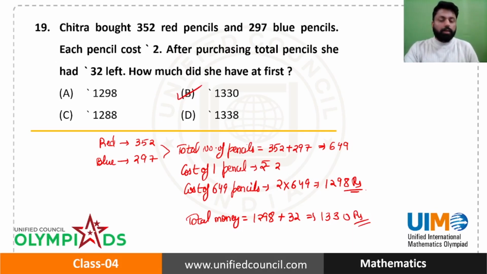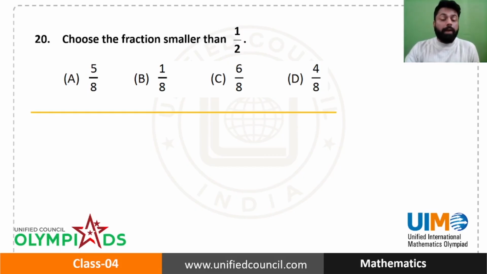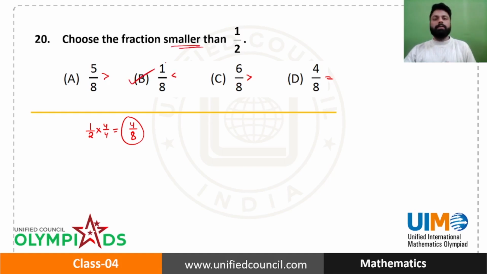Next one. Choose a fraction that is smaller than 1 upon 2. So first of all, 1 upon 2 can be multiplied by 4 and 4. So this is 4 upon 8. Now 6 upon 8 is greater, 1 upon 8 is smaller, 5 upon 8 is greater. We need to find out the smaller one. So B option is the correct answer. This is smaller than this value.